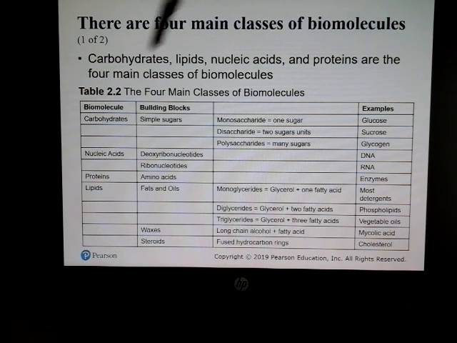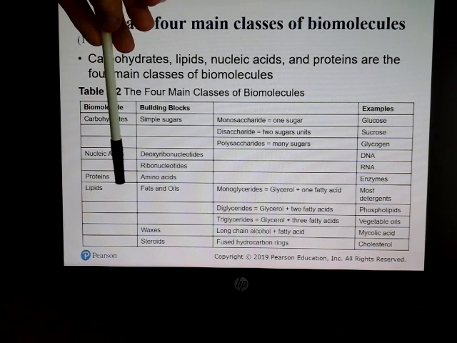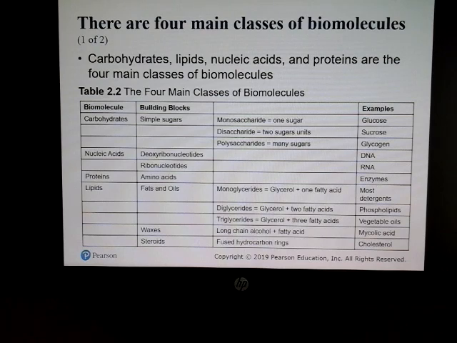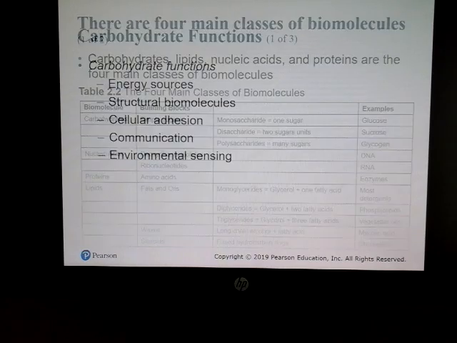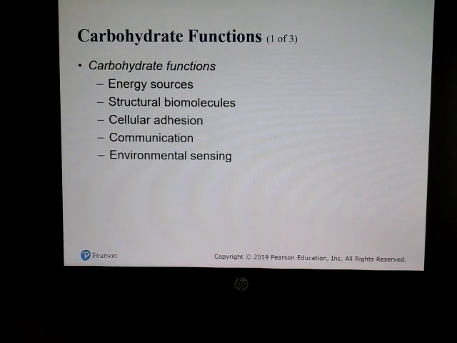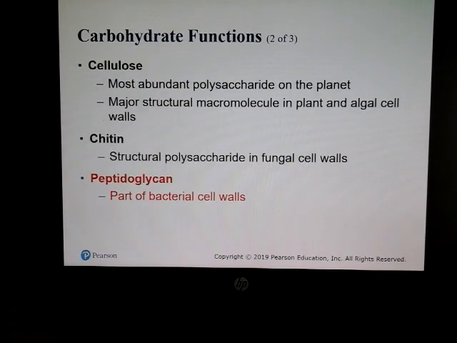And we'll be talking about all of these throughout this semester, but these are our four main classes of biomolecules: carbohydrates, nucleic acids, proteins, and lipids. And I'll just go through a couple of quick things on those. So carbohydrates are energy sources and structural molecules. They can help cells adhere, communicate, and sense things in the environment.